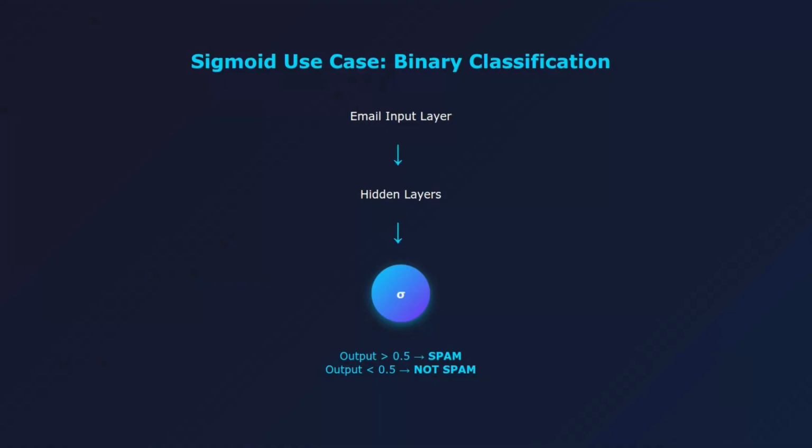So when do we use sigmoid? The classic use case is binary classification in the output layer. Let's say you're building a spam detector. Your neural network processes an email, and the final layer has one neuron with sigmoid activation. If the output is greater than 0.5, it's spam. If it's less than 0.5, it's not spam. Sigmoid is perfect here because we need a single probability value that represents one class versus another.